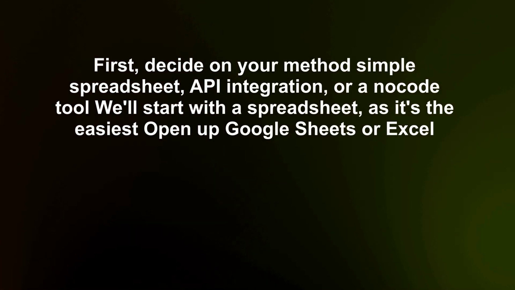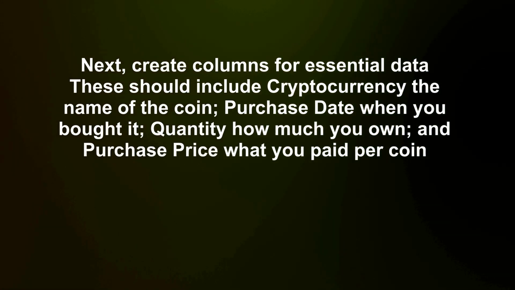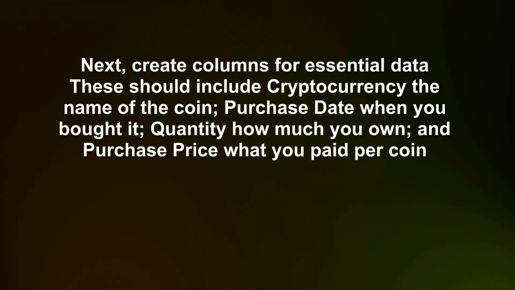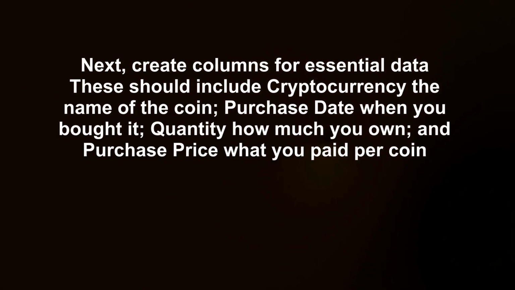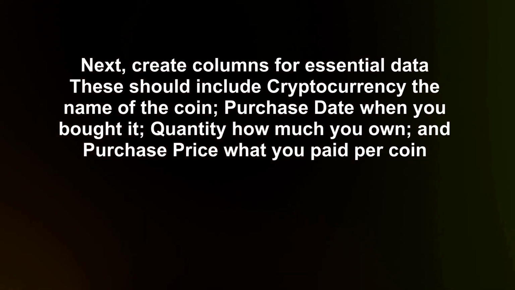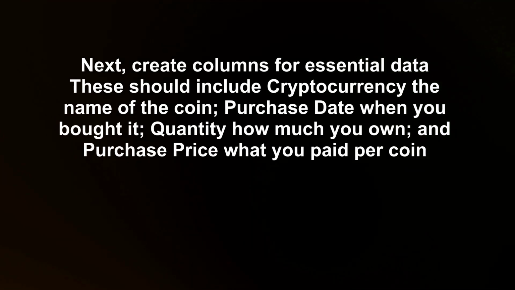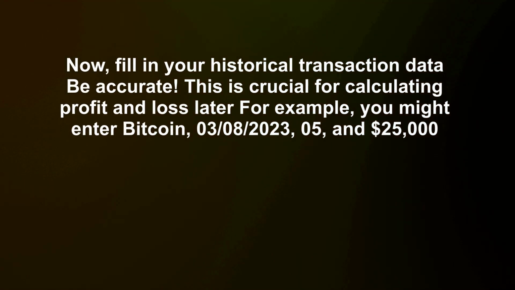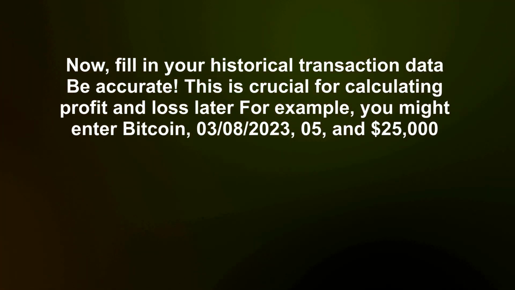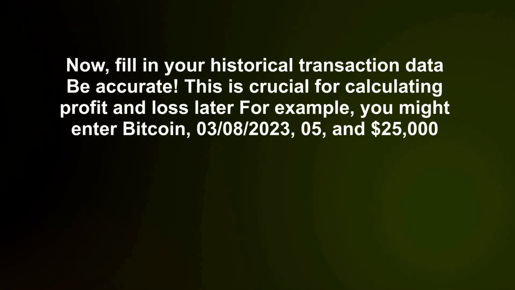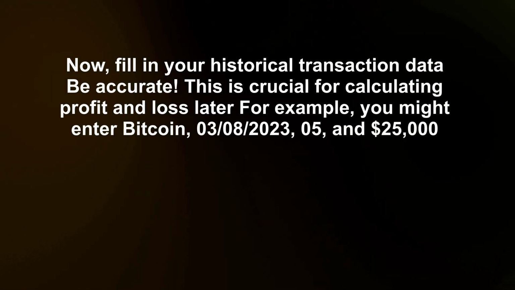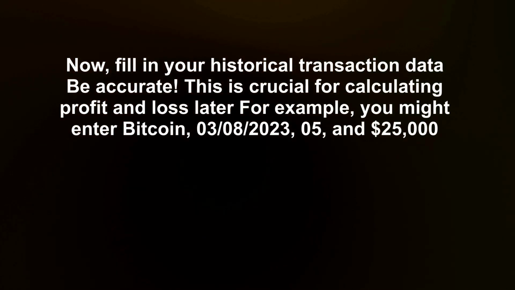Open up Google Sheets or Excel. Next, create columns for essential data. These should include cryptocurrency, the name of the coin, purchase date, when you bought it, quantity, how much you own, and purchase price, what you paid per coin. Now, fill in your historical transaction data. Be accurate. This is crucial for calculating profit and loss later. For example, you might enter Bitcoin, the 8th of March 2023, 0.5, and $25,000.